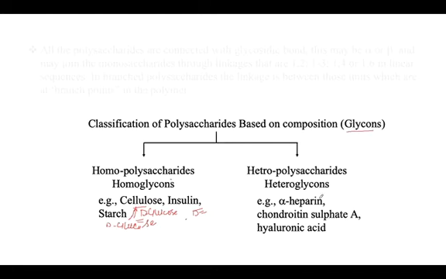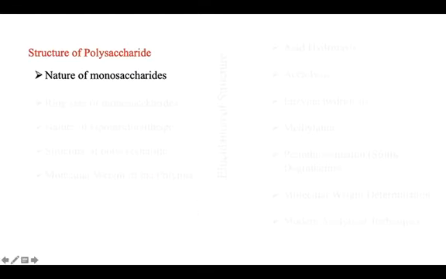Then we come to the heteropolysaccharides, also known as heteroglycans. We have the example of alpha heparin, which is used as an anticoagulant agent. We have chondroitin sulfate A, and we have hyaluronic acid. These are examples which represent different classes of heteropolysaccharides.